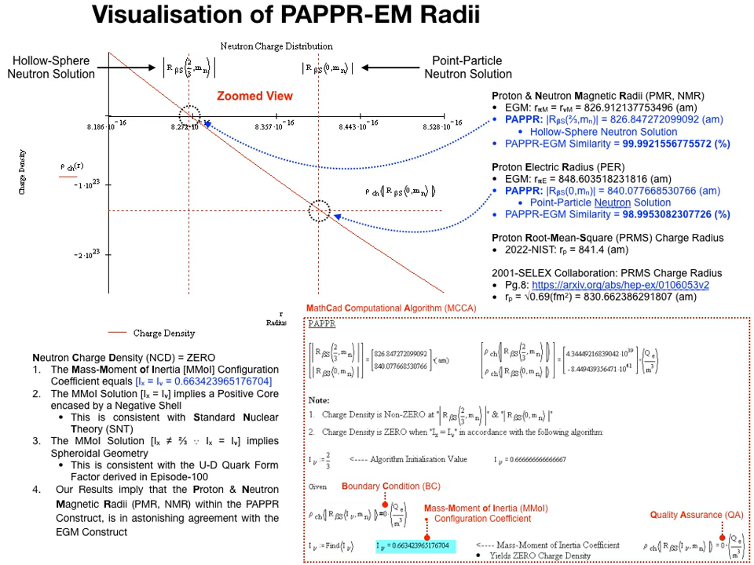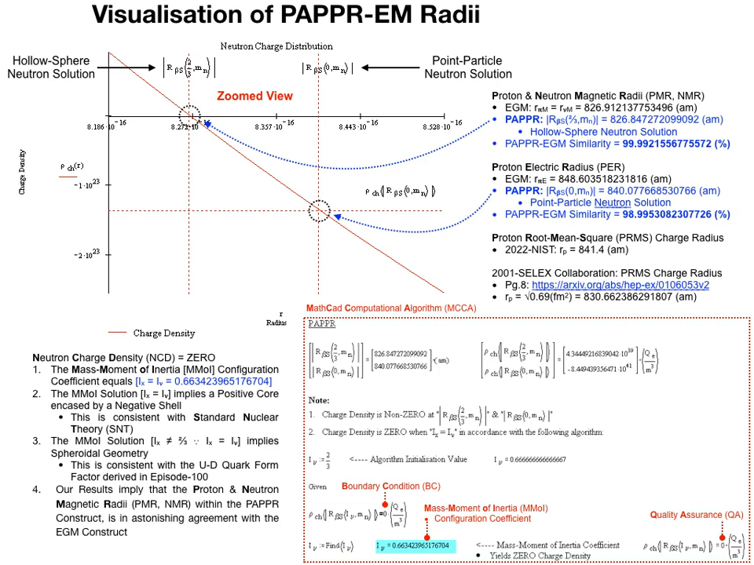Number 1. The mass moment of inertia configuration coefficient equals 0.663. Number 2, the mass moment of inertia solution, I sub x equals I sub nu, implies a positive core encased by a negative shell. This is consistent with standard nuclear theory. Number 3, the mass moment of inertia solution, I sub x does not equal 2/3 because I sub x equals I sub nu, implies spheroidal geometry. This is consistent with the up and down quark form factor derived in episode 100.